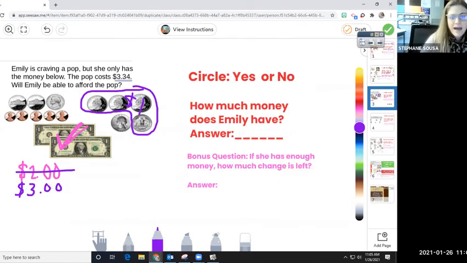And remember, if I'm writing, then you are writing. So Frank, I'm writing right now. You should be writing this on your screen. Okay. We still have another quarter. So let's add this quarter. That's going to give me a value of 25 cents. So now I'm going to have $3.25.